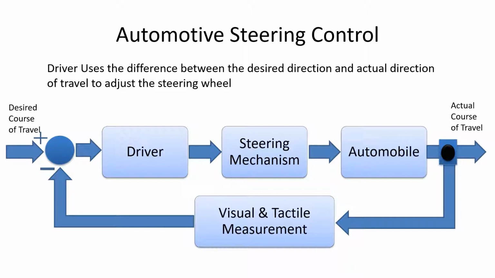With the reference, he compares the actual course of travel, and the difference is measured and compared, and based on the error he adjusts the steering wheel. If the vehicle is moving a little away from the white line, the driver adjusts it to the right or left so that the vehicle moves on the proper track.